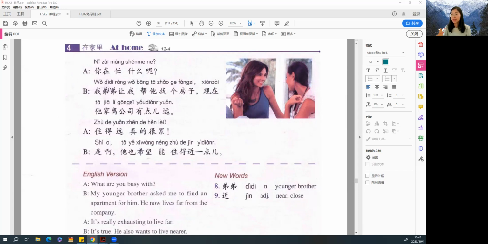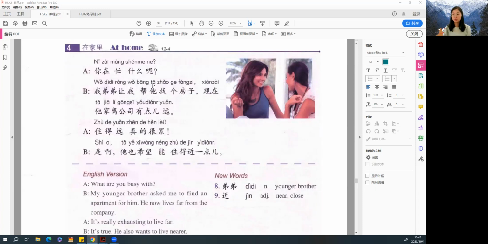So, the younger brother, 让我帮他, let me help him 找个房子, to search for a new home, a new apartment. 现在, now his family, 他家, his home, 离, we've learned this before, 离, distance. 离公司有点远, it's a bit far away from the company.